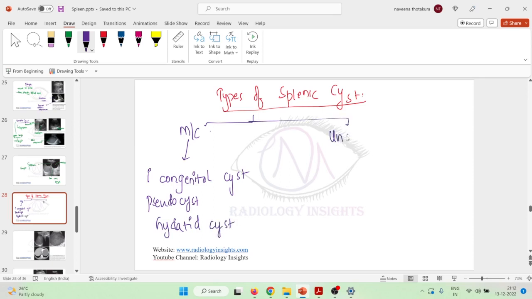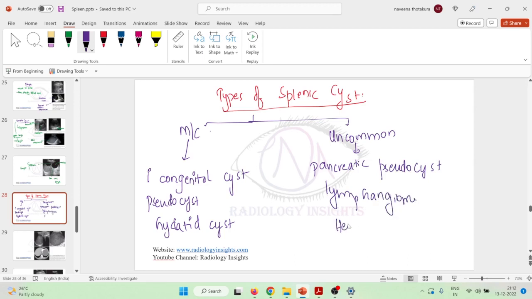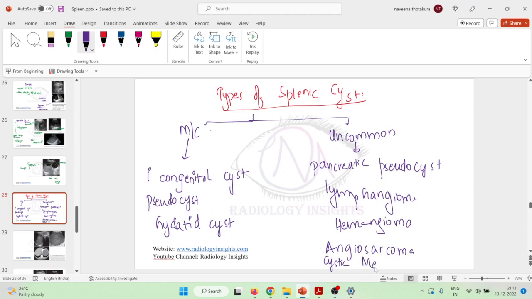We also have uncommon types of splenic cysts. Uncommon types include pancreatic pseudocyst, which is not common, though in some areas it is common. There can be uncommon cysts like lymphangiomas, hemangiomas, then angiosarcomas, and cystic metastasis. So these are uncommon splenic cysts.